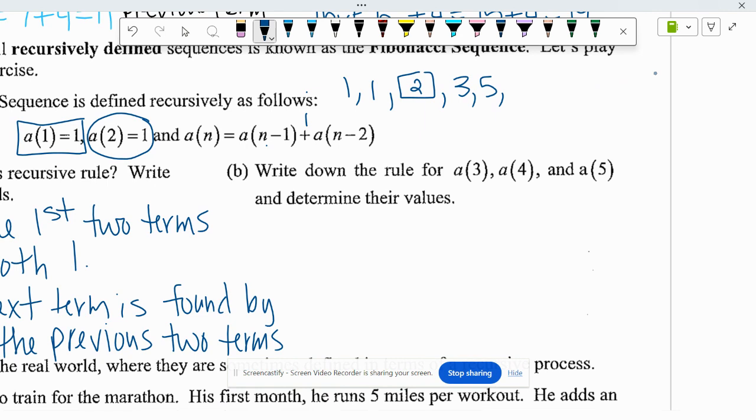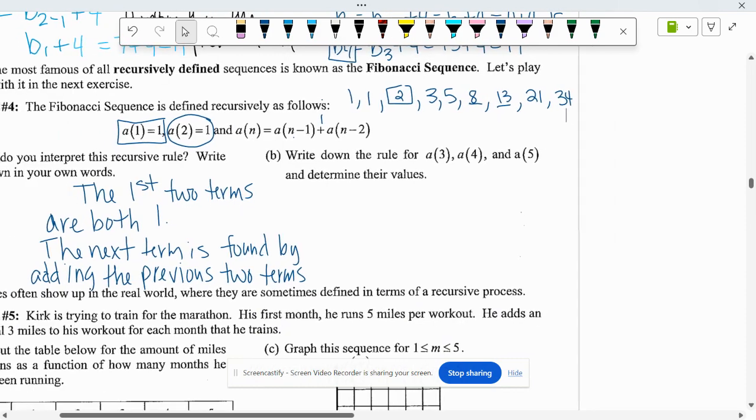What are the two numbers? I'm looking for this term right here. What is the sum of the two numbers before it? 8. To find the next term, I add the sum of the two numbers that came before that. To find the next term, I add the sum of the two numbers that came before that. Keep going. 34, right? So it just is going to go on forever.